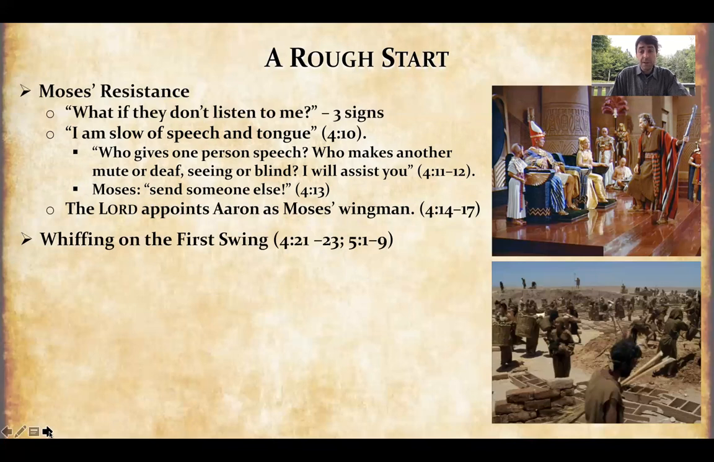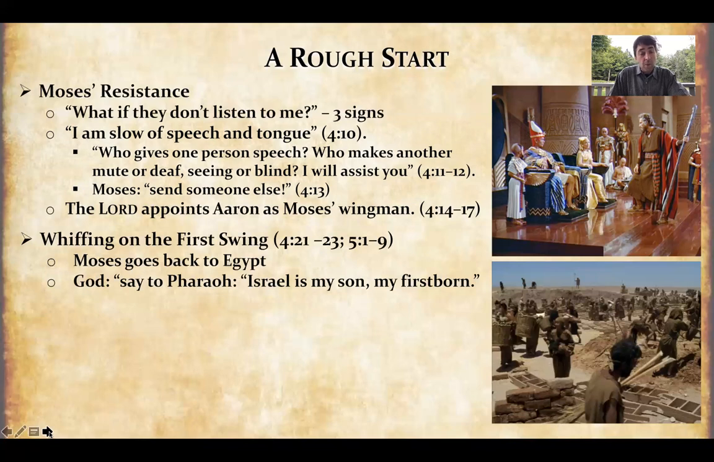So first attempt to go and confront Pharaoh is a complete failure. They whiff on the first swing. It goes down like this. So Moses returns to Egypt. And on the way, God is prepping him. He's coaching him. He says, here's what I want you to say to Pharaoh. Israel is my firstborn son. And if you don't free my firstborn son, then I will kill your son.